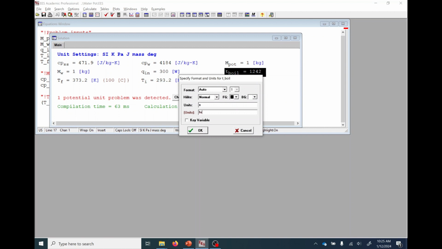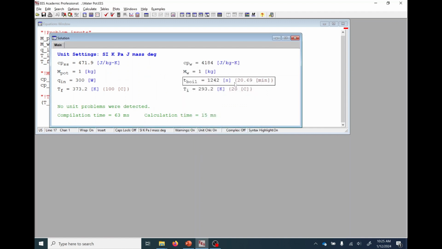And I'll also list it in hours, or maybe let's just say minutes, because that's a somewhat easier one to think about if you want to know how long it should take this water to heat up. And we could put it in a box so that it's easier to spot if you've got a lot of different variables in your program. So here we are. It takes 20 minutes in this case, which is maybe a little bit of a long time. Maybe we need to bump up Q in, but we can do that.